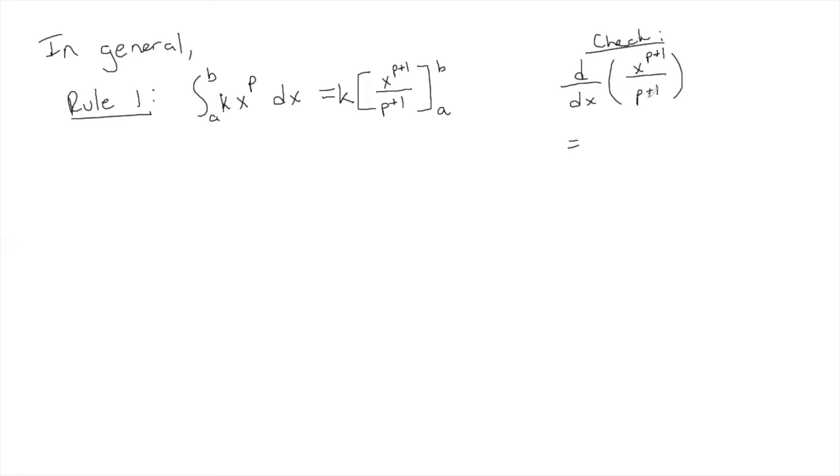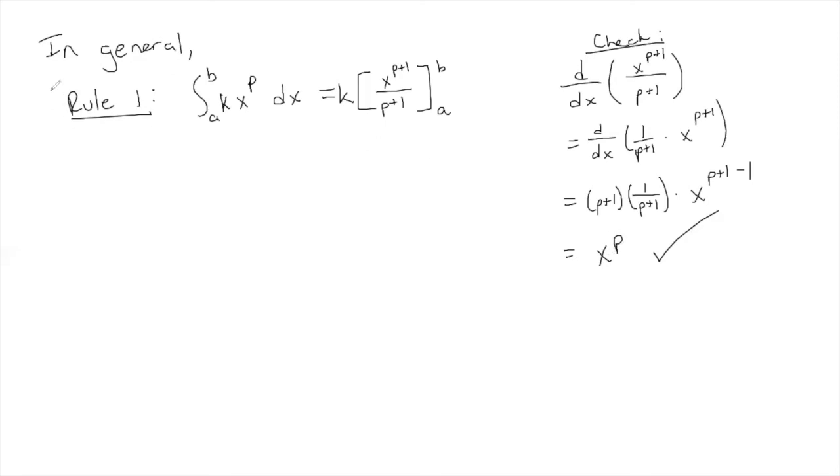Well, remember, p plus 1 is just a number. So this is really d dx of 1 over p plus 1 times x to the p plus 1. And if I apply the power rule, I bring the p plus 1 down, multiplied by 1 over p plus 1 gives me 1, and I drop the power by 1. So I get p plus 1 times 1 over p plus 1 times x to the p plus 1 minus 1, or just x to the p. And that works.